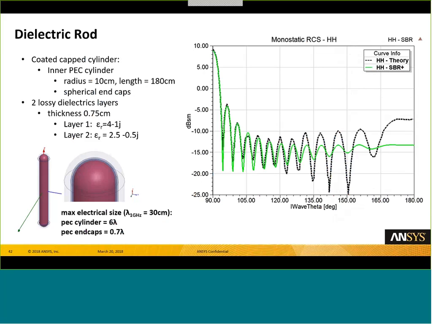It's not until we move theta down to about 180 degrees that we start to see the disagreement. And that makes sense because we're illuminating this object from the bottom side, which means the only features that are seen are the electrically small spherical end caps. Those are sub-wavelength, and we already know that SBR Plus is not the appropriate solution for that type of problem. So it makes sense that we get disagreement at that look angle. So this is really excellent agreement for treatment of dielectric materials.